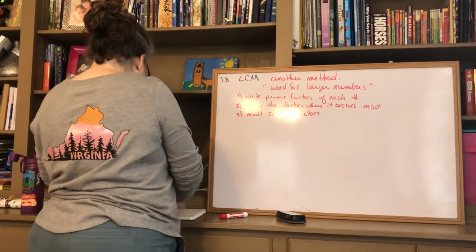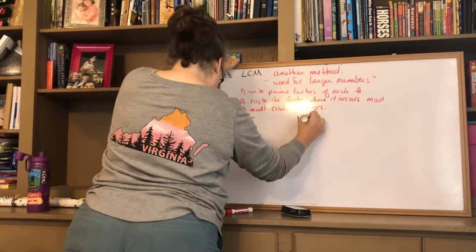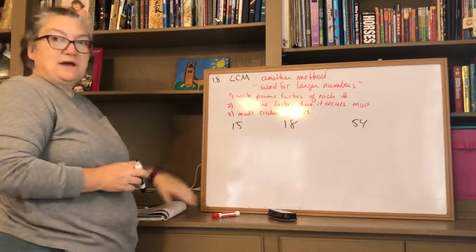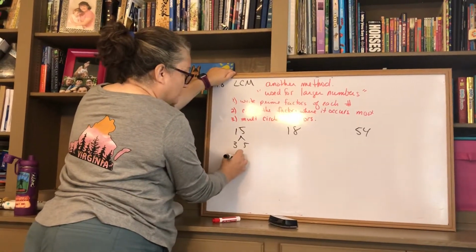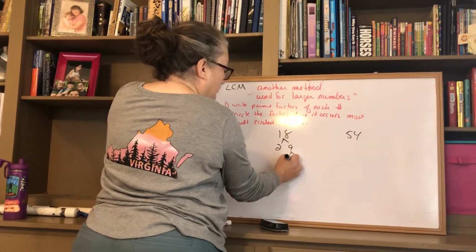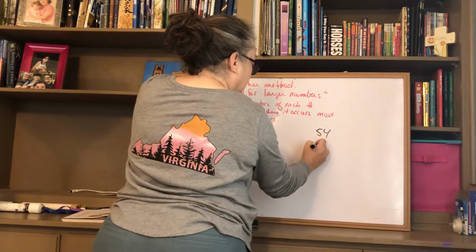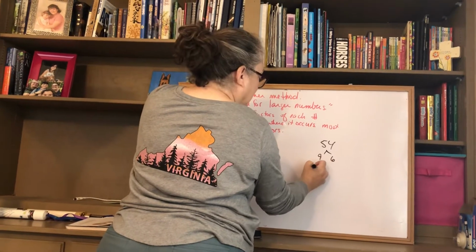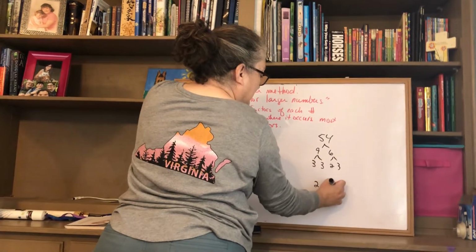Okay, my next numbers are 15, 18, and 54. So the first thing I'm going to do is write the prime factors of each number again. So here we have 3 and 5. I like to write them down just so I can see them very easily. 18 could be 2 times 9, 3 times 3, or 2 times 3 times 3. 54 is 9 times 6, 3 times 3, 2 times 3. So I have 2 times 3 times 3 times 3.